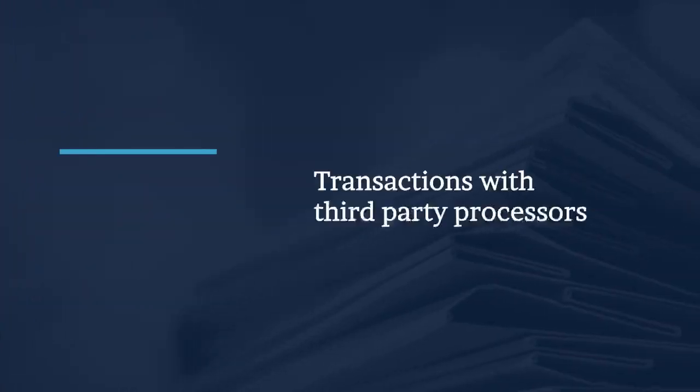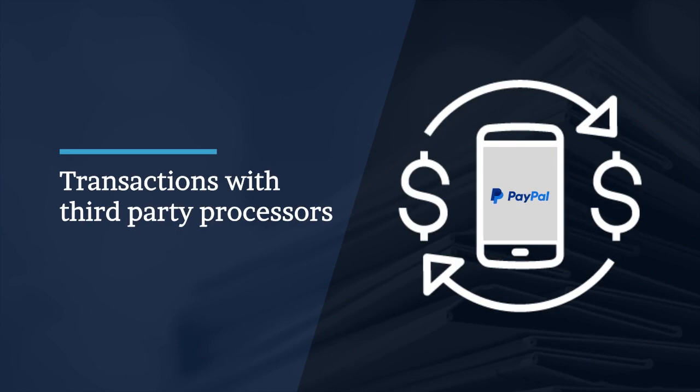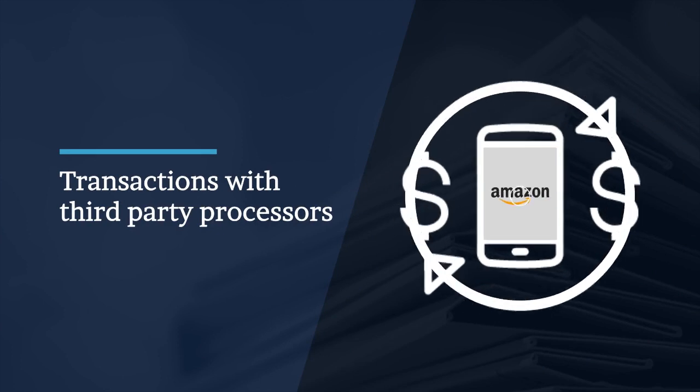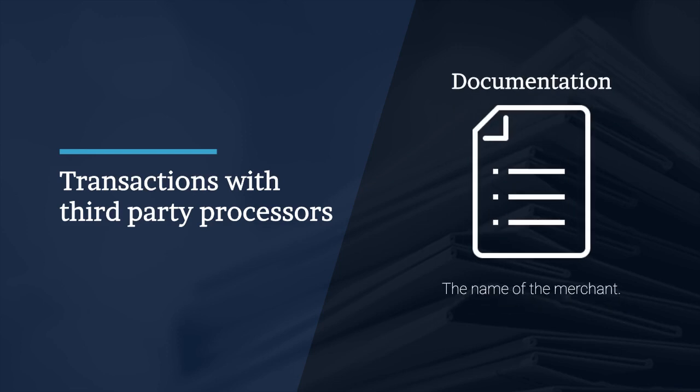For transactions with third-party processors such as PayPal, Square, Groupon, or Amazon Marketplace, documentation must include the name of the merchant, the name of the third-party processor, the amount of the transaction, and a statement explaining why it was necessary to purchase the product or service from the merchant.